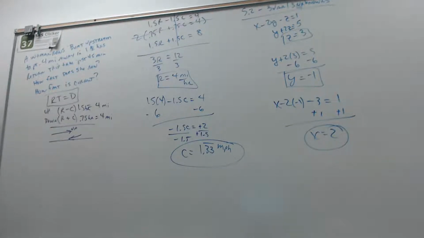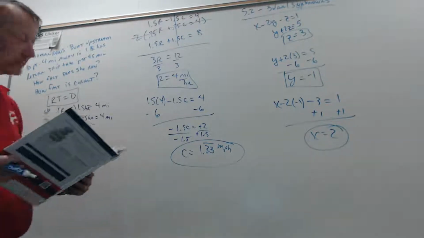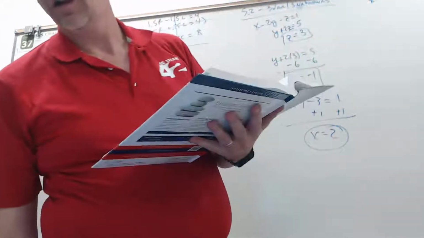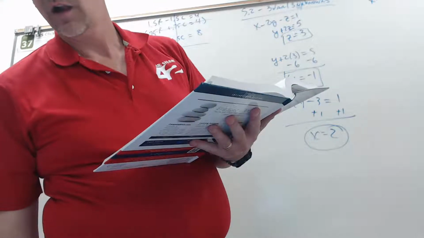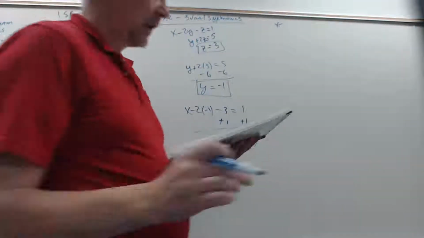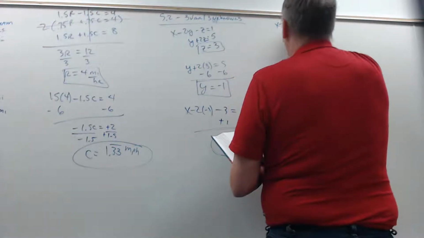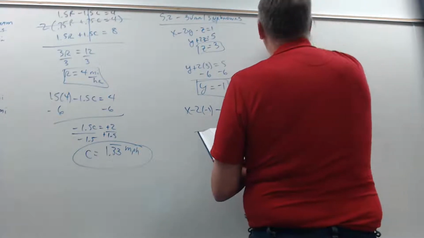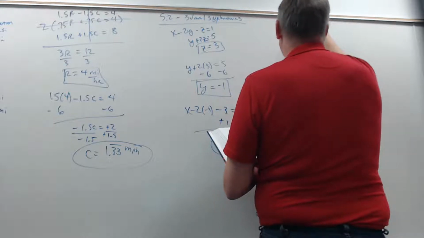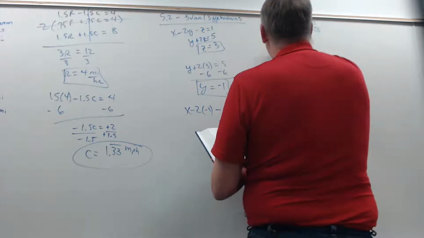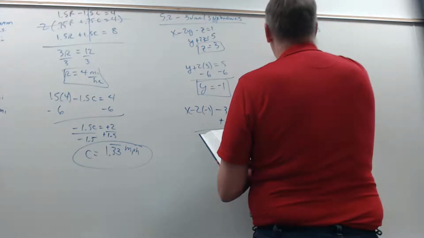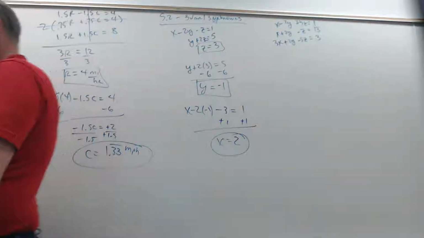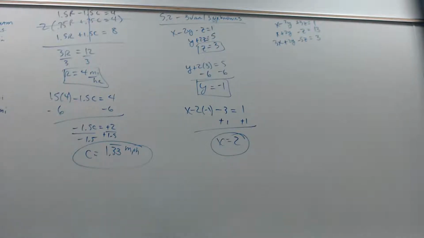All right, here we go. How about x minus 2y plus 3z equals 1. X plus 2y minus z equals 13. 3x plus 2y minus 5z equals 3. Okay?